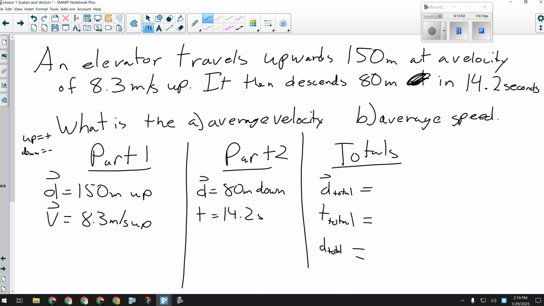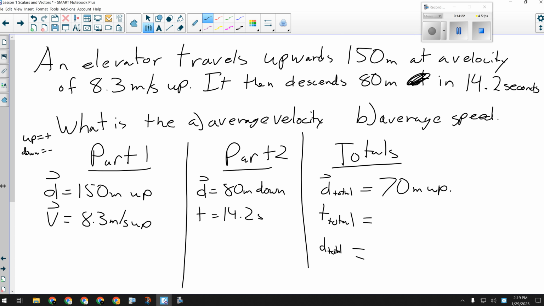Okay, can I get the total displacement and the total distance right now? I've got the numbers for both part one and part two. If we go 150 meters up and then 80 meters down, what's our total displacement? 70 meters up. Okay, 150 plus negative 80, or minus 80, is going to be 70 meters up.